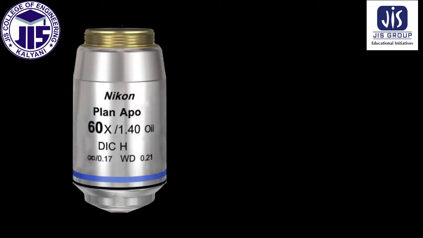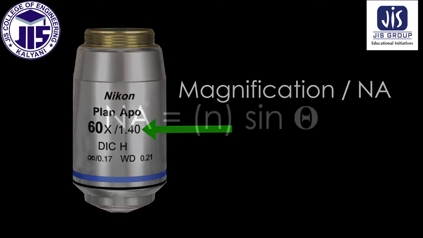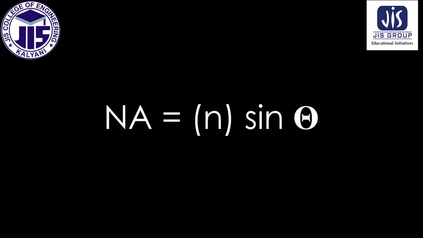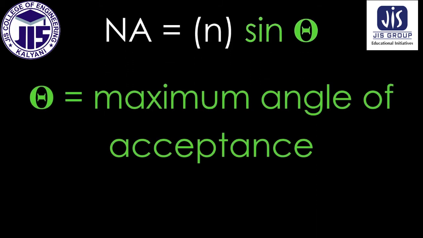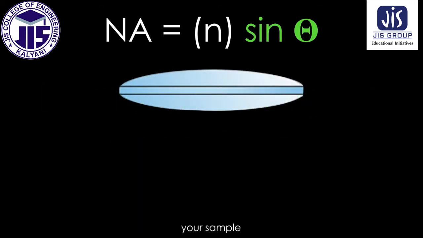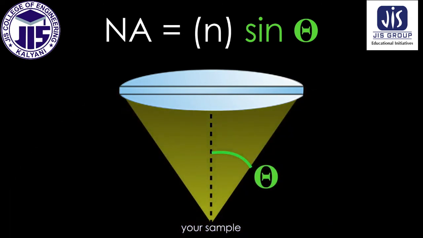Numerical aperture is marked on every objective lens. So right after the magnification, you'll see a slash and then a number, and that number is the numerical aperture of the lens. A numerical aperture is equal to n sine theta, where theta is equal to the maximum angle of acceptance. What that means is, if you think about the light coming from your sample, theta is the maximum angle of light that the objective lens can collect.